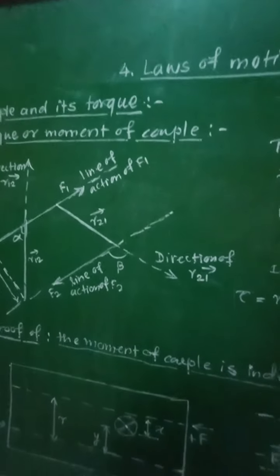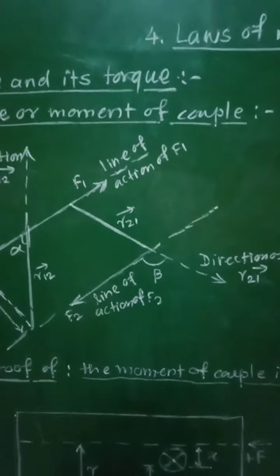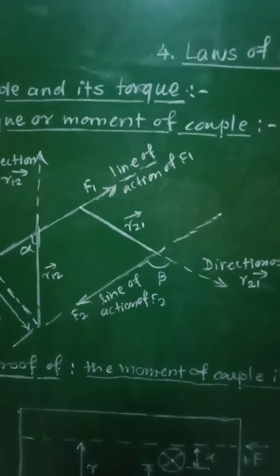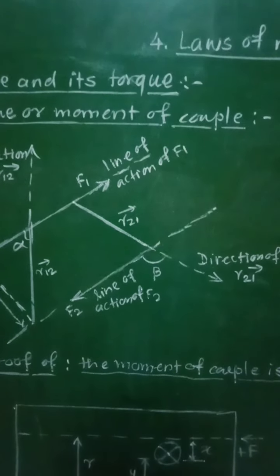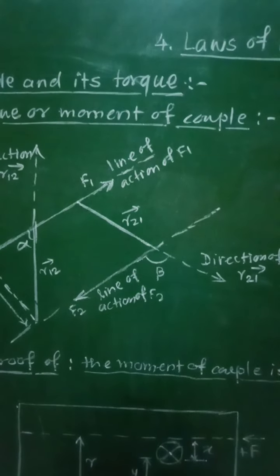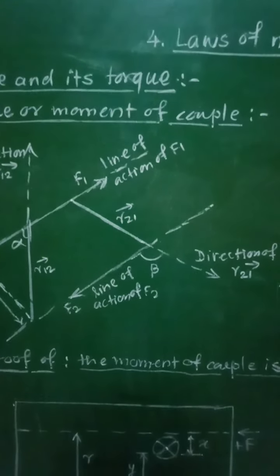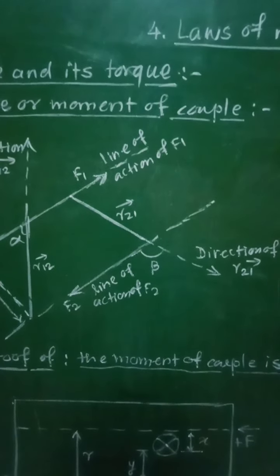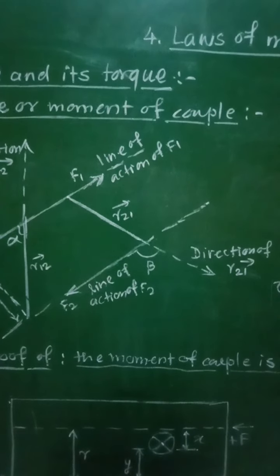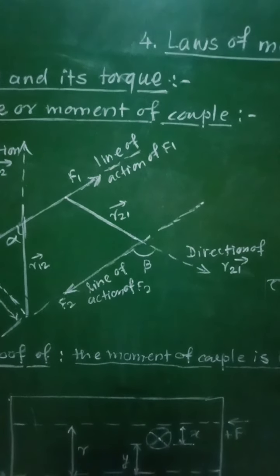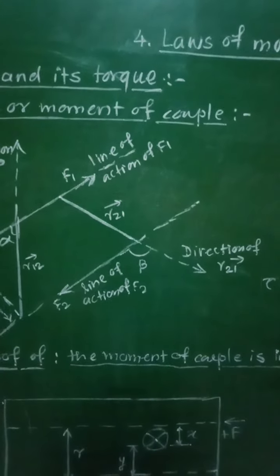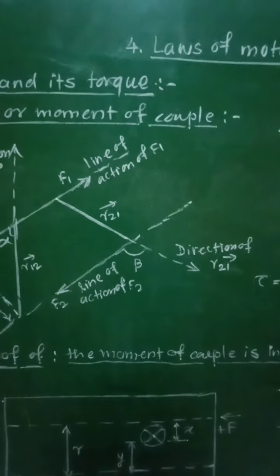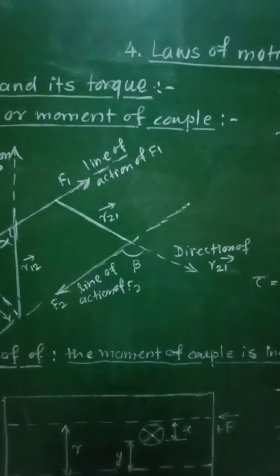Couple and its torque. A pair of forces consisting of two forces of equal magnitude acting in opposite directions along different lines of action is called a couple.